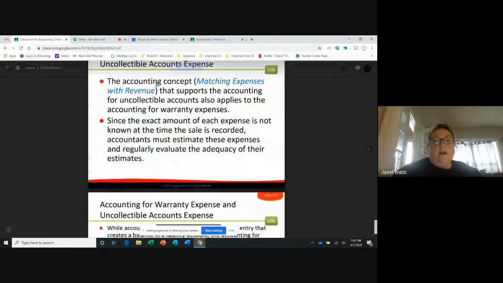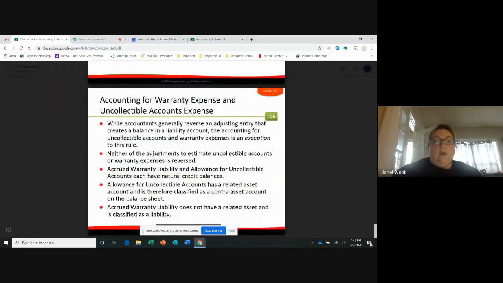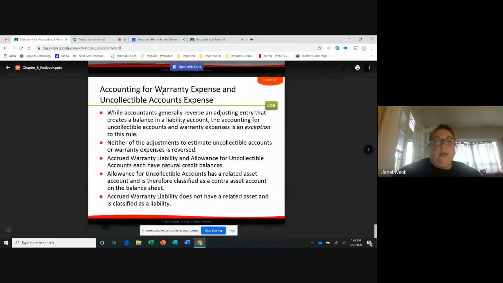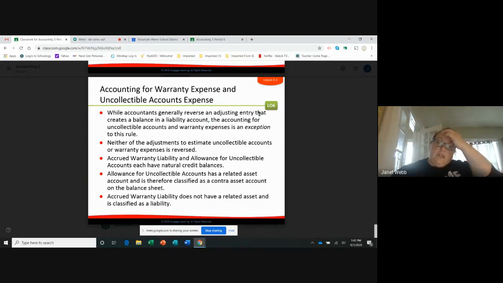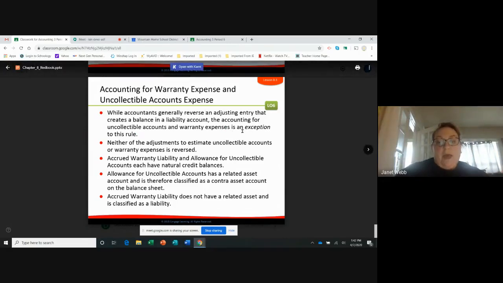So we're still using that concept, matching revenue and expenses in that same period. Then it talks about accounting for warranty and uncollectible accounts expense. It says, while accountants generally reverse an adjusting entry that creates a balance in a liability account, the accounting for uncollectible accounts and warranty expenses is an exception to the rule. So this one doesn't have to have an adjusting entry or a reversing entry in case there's a debit to the liability account.